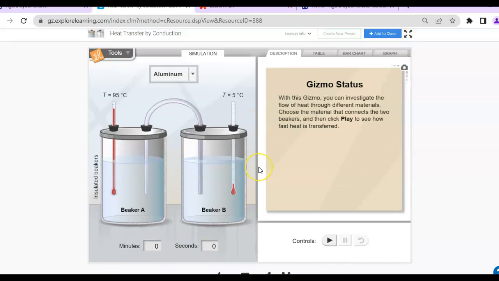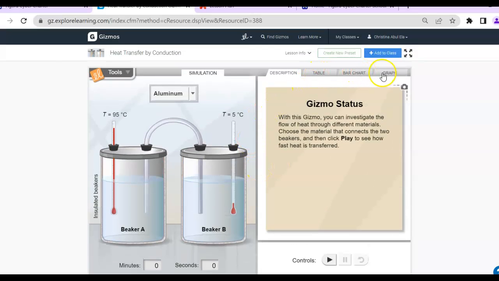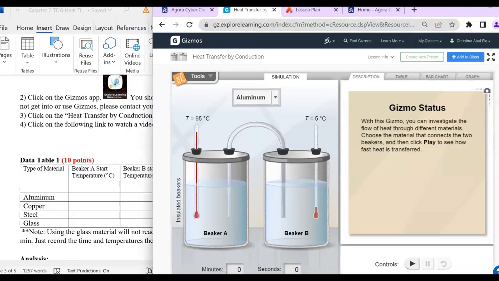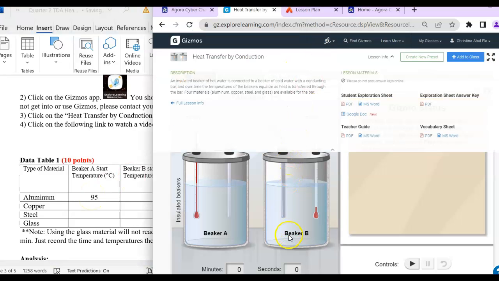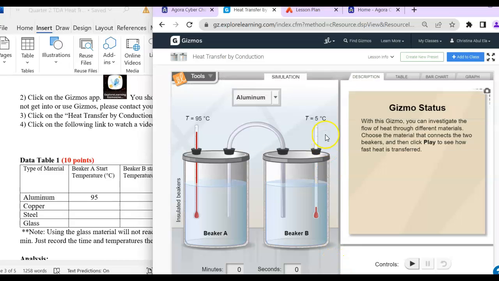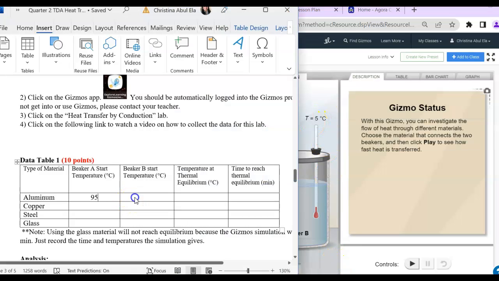And this is the only screen you need to look at. If you want to take a look at the other tabs across, you can, but this is the only screen that we need. So I'm going to make this a little bit smaller so we could look at the lab document and this at the same time. But for aluminum here, which is our first material, you could change the material here. So I'm going to stick with aluminum first. Beaker A starting temperature, so here's beaker A, is 95 degrees Celsius. Beaker B starting temperature is 5 degrees Celsius. I'm going to type that in, 5.